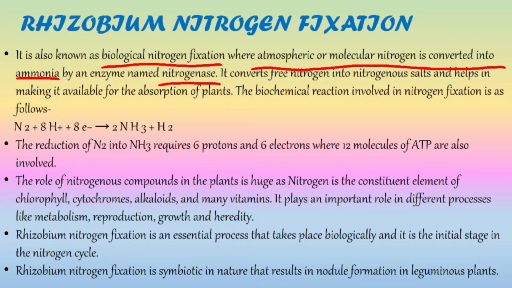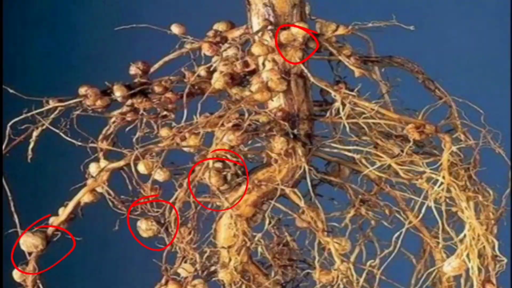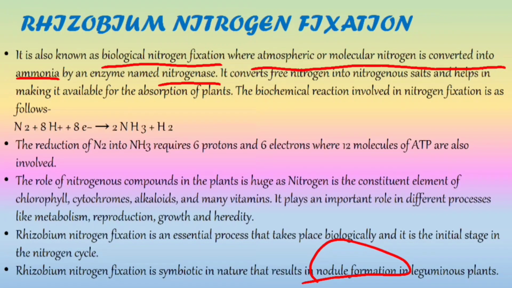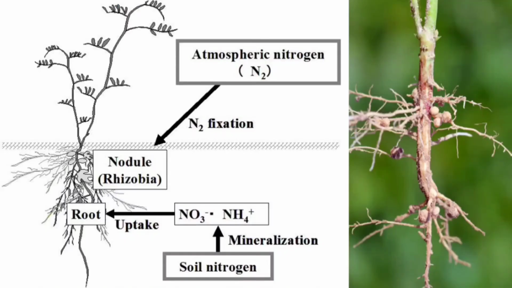Rhizobium nitrogen fixation is an essential process that takes place biologically, and it is the initial stage in the nitrogen cycle. We will not be discussing the nitrogen cycle here, but this is its first stage. And Rhizobium nitrogen fixation is symbiotic in nature and results in nodule formation in leguminous plants. We have seen some ball-like structures in the previous root photo. That is nodule formation, and it takes place in legume plants. This is just an image for reference, and again these are the nodules.